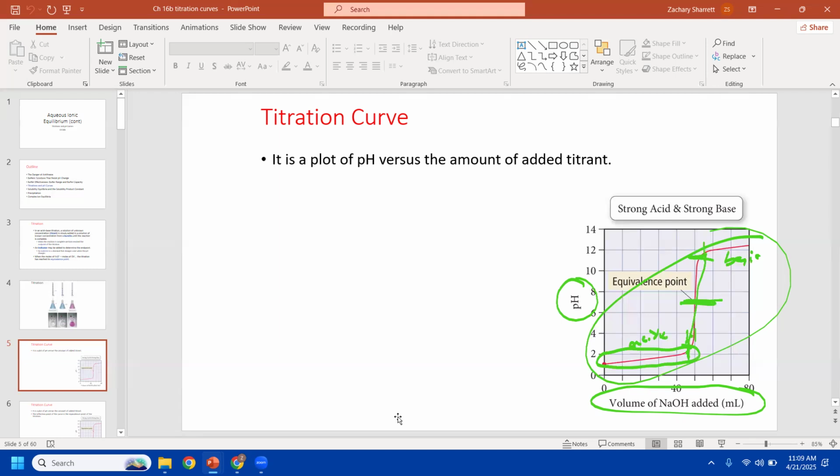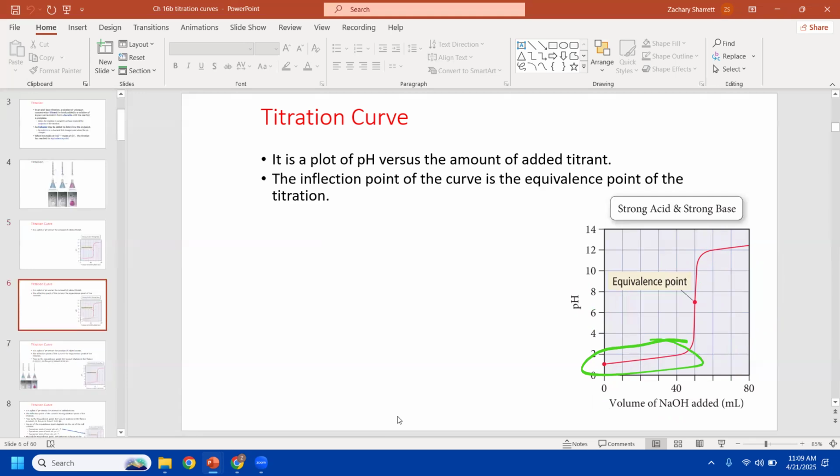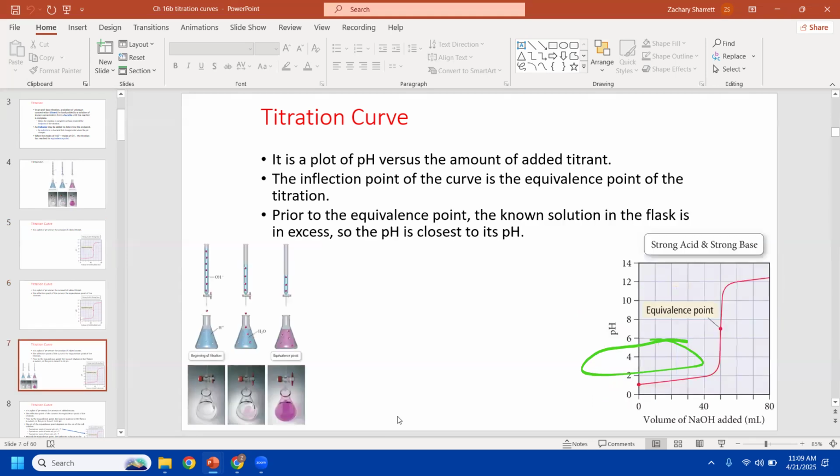You don't need to worry about these words that much, but all I'm showing you is what do you think is happening. In this case here, actually it's an acid and a base. The pH is not really changing much. So this is a strong acid and a strong base. The inflection point of the curve is the equivalence point of the titration. And prior to the equivalence point, the known solution in the flask is in excess, so the pH is closest to its pH.